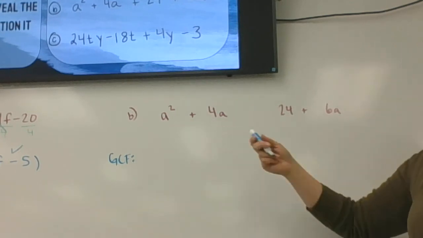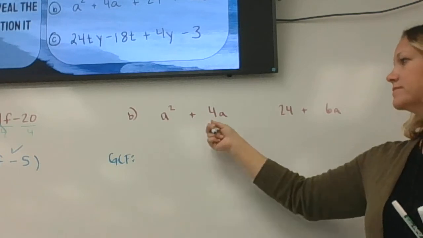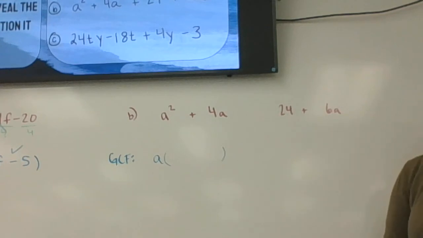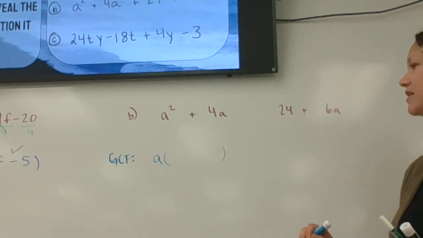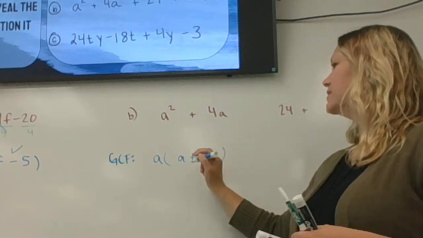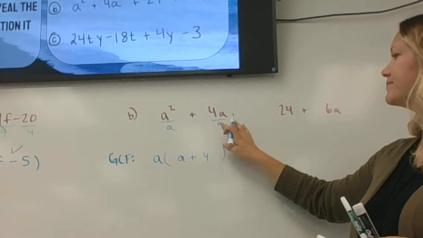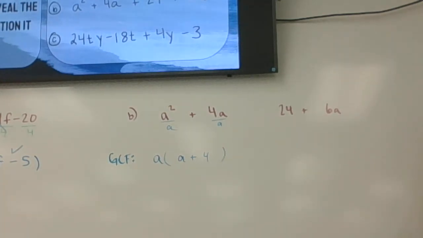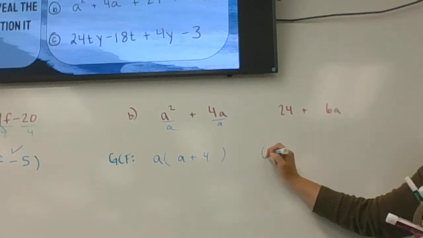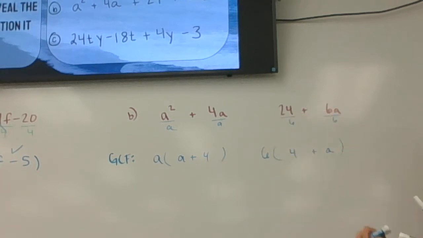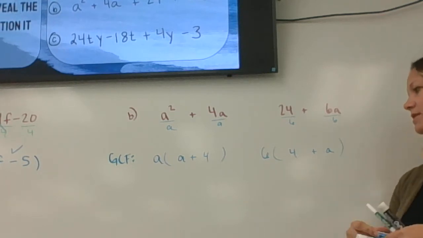So your GCF in your first 2, Tony? They both have A. A little harder. What's in parentheses, Mikhail? A plus 4 would be left. So you take an A out, and you're left with 1A and just 4. And what's the GCF in the second set? Asher? What do these both divide by? 6. And what's left when you divide by 6? 4 plus A. So Patrick says, wait a minute, these are switched.